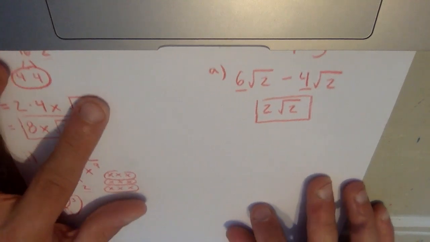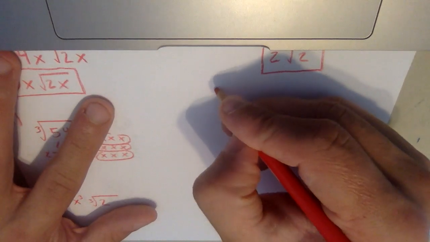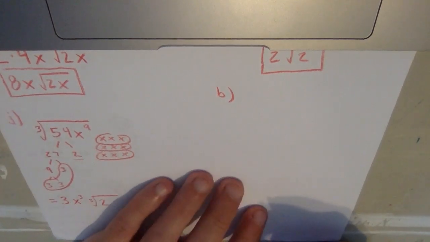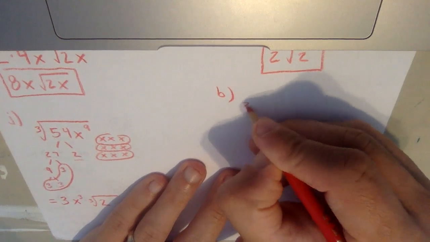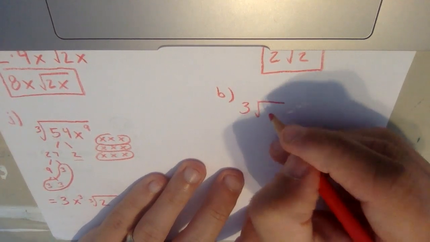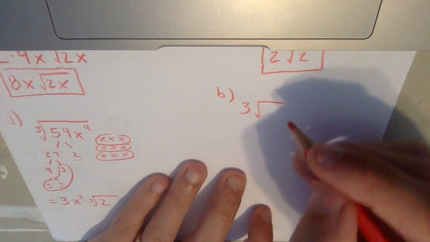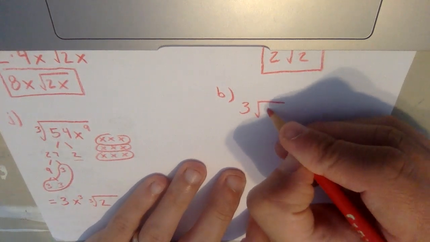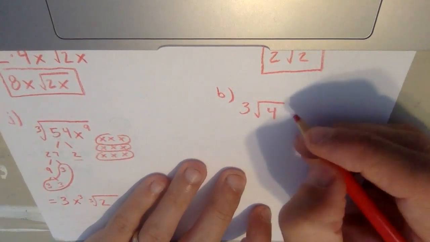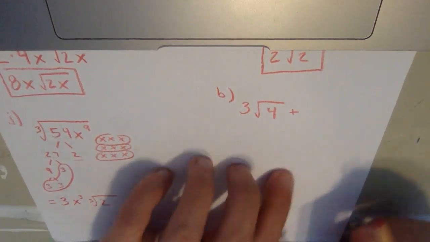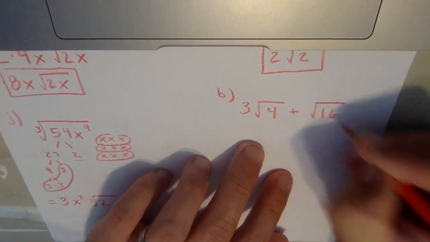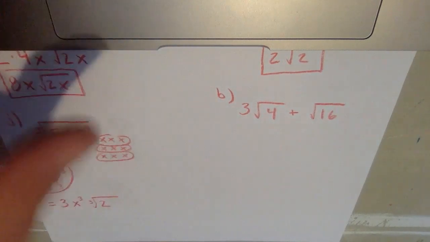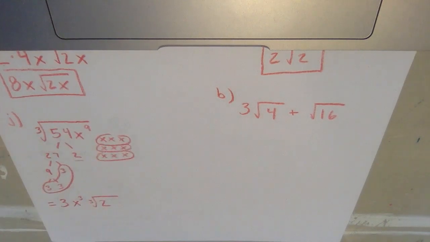Let's look at letter B. This time we've got 3 square root of 4 plus square root of 16. Okay, so notice this is a big 3 here, not a cube root. This is just 3 times the square root of 4.